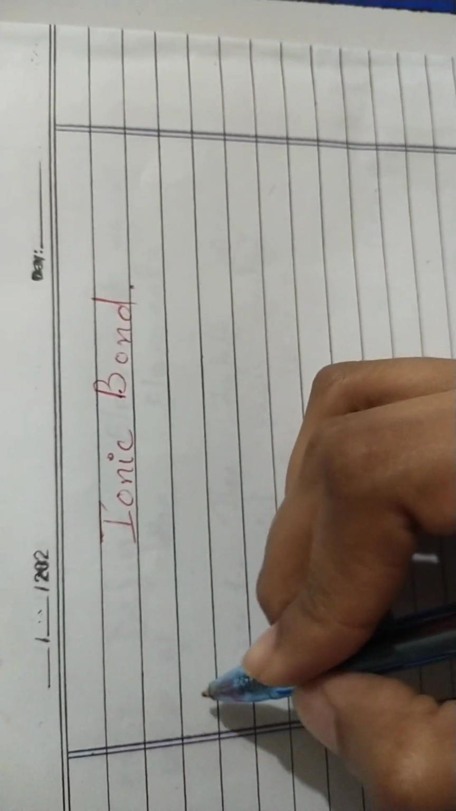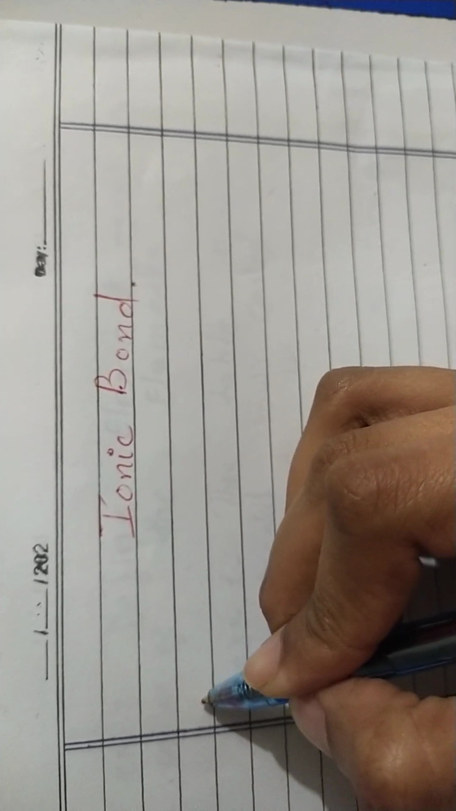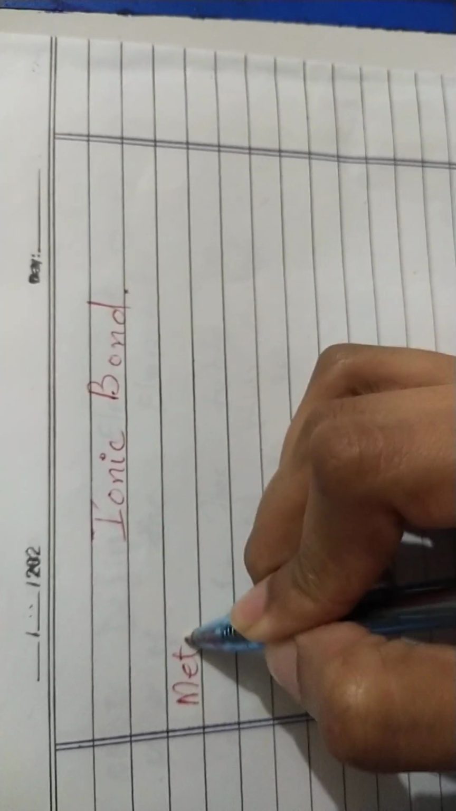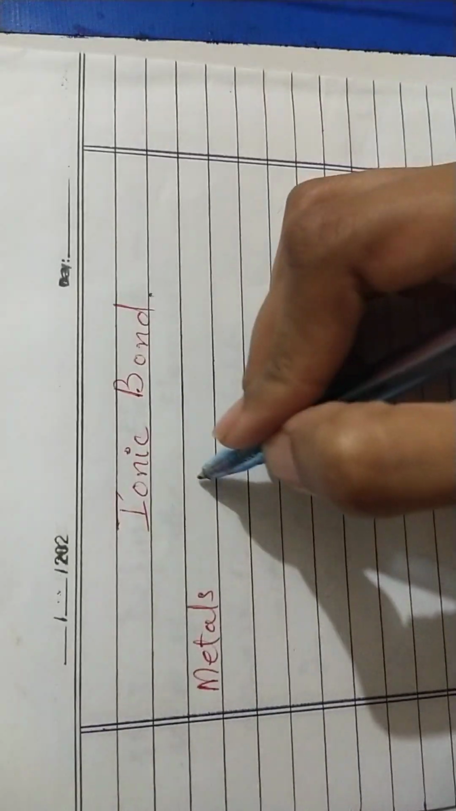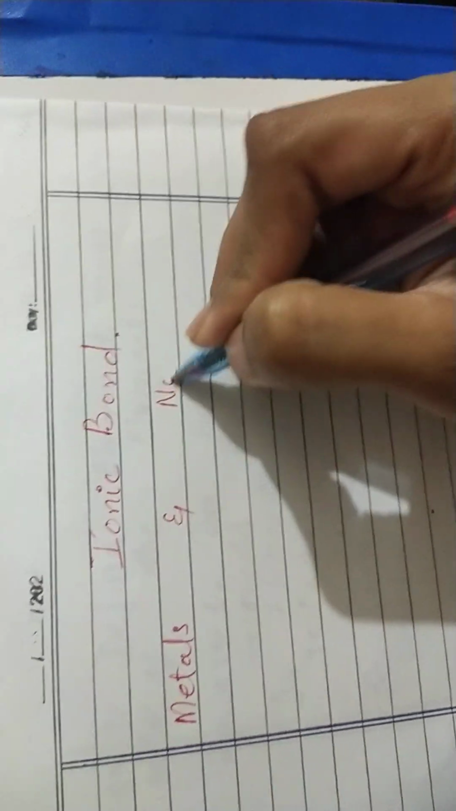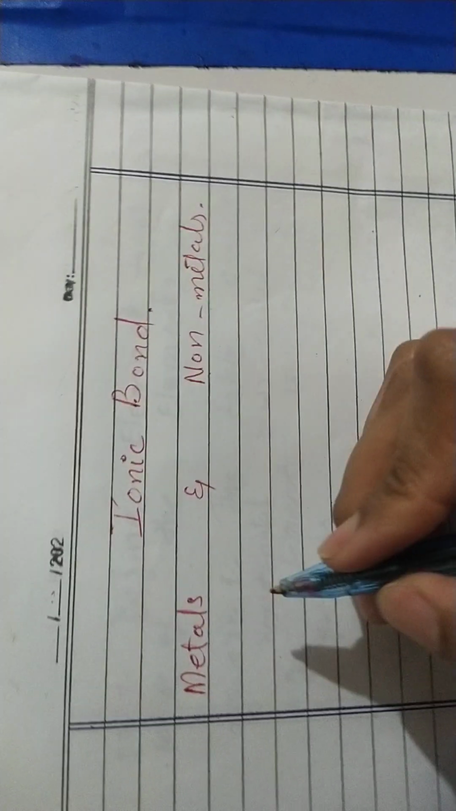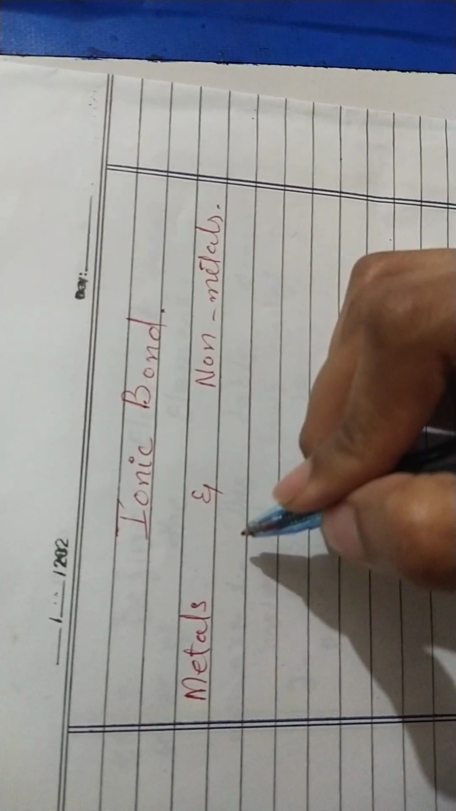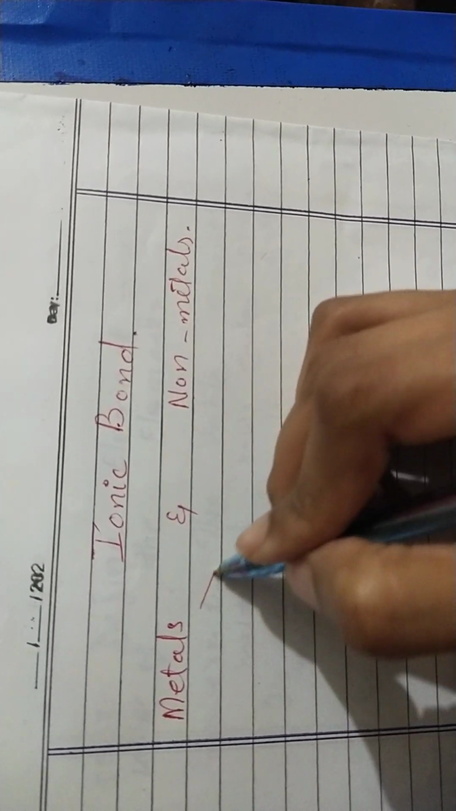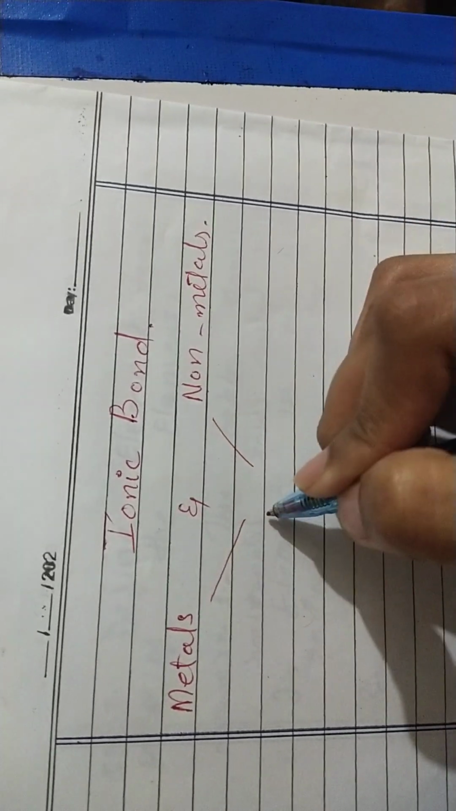Ionic bond: when metals and non-metals, these two different groups, are allowed to react, they form an ionic bond.